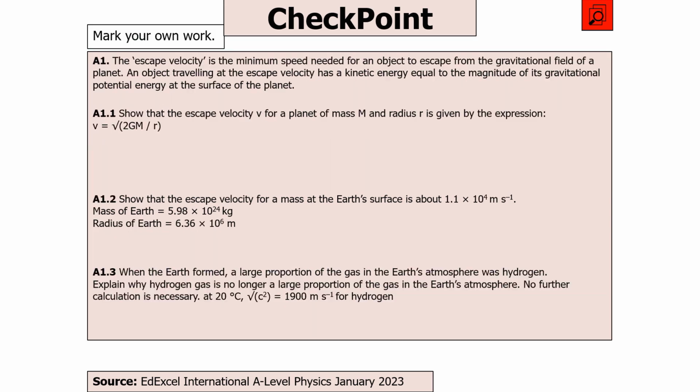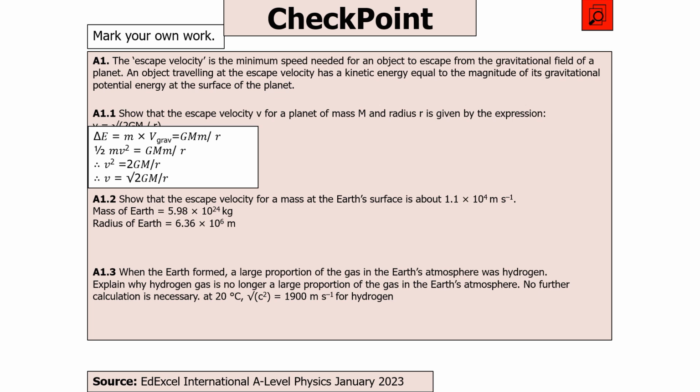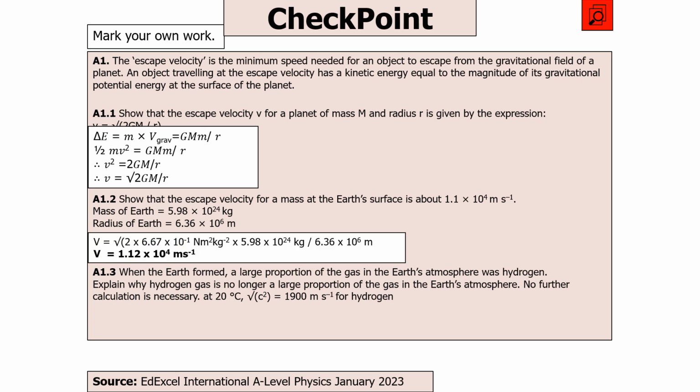Right, so what we can say is that the energy is equal to m times the change in potential, which is equal to GMm over r. We can therefore say a half mv squared, which is the change in energy, is equal to GMm over r. So therefore v squared is equal to 2GM over r, so v equals the square root of 2GM over r. You can pop in all your values given in the previous question and work it all through. G is given on the equation sheet, and we get 1.12 times 10 to the 4 meters per second.